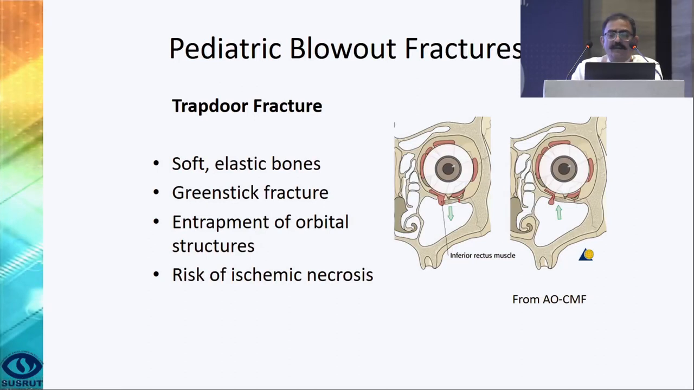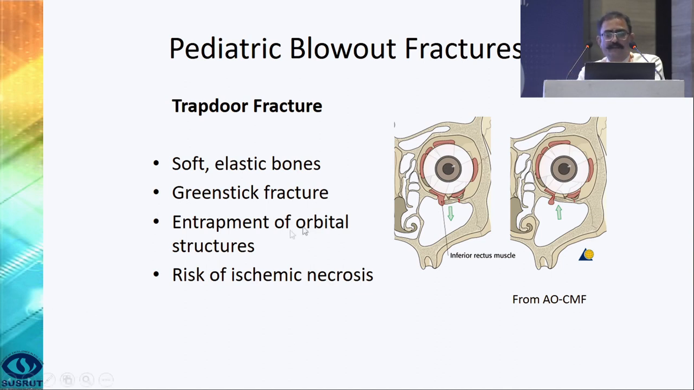Okay. What is different? Again, we talked about the anatomical aspects. The other is that children have soft elastic bones. Okay. Unlike the brittle bones that adults have. So here what happens is you get the initial impact, you get a crack, a linear fracture. Some orbital content may go into the maxillary sinus and then get entrapped there. So it closes. Okay. It snaps back.